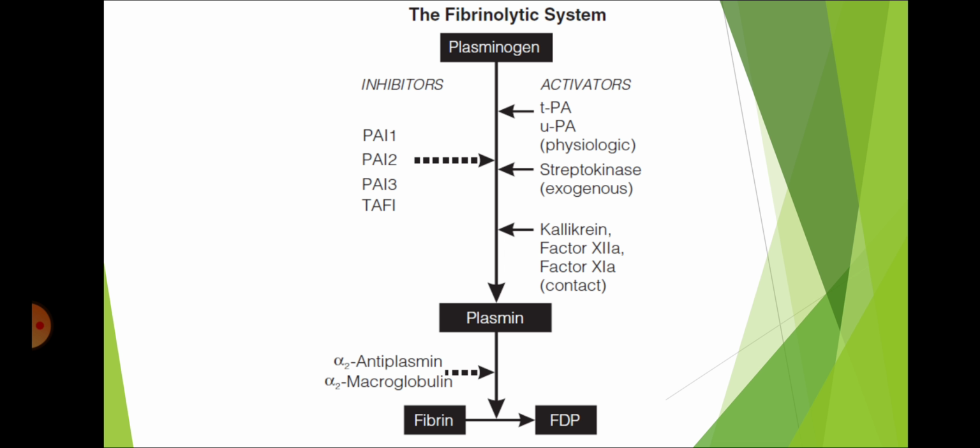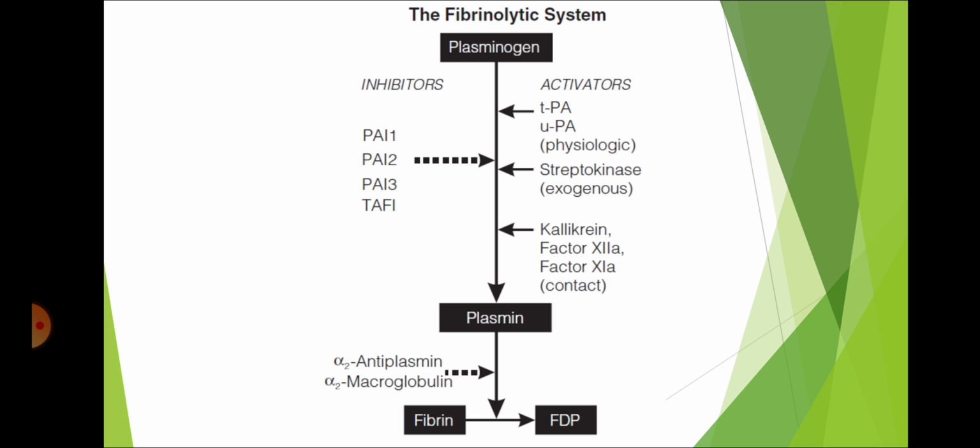The fibrinolytic system can be activated by physiological activators, tissue plasminogen activator derived from endothelial cells and the urokinase type plasminogen activator, or the contact activators kallikrein, factor 12A and factor 11A. Exogenous activator streptokinase can also activate the system. Plasmin, the product of activation, controls coagulation by digesting fibrin to fibrin degradation products and by degrading factor 5, 8 and factor 12.